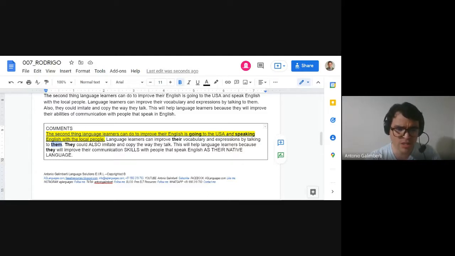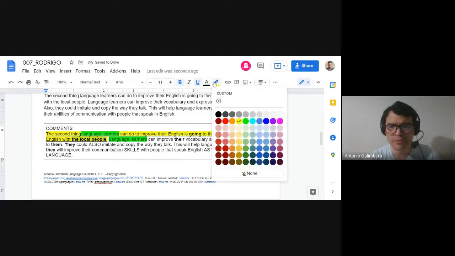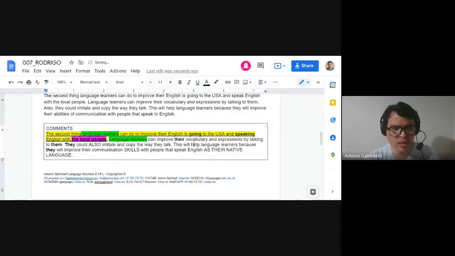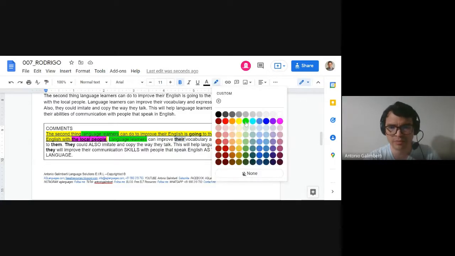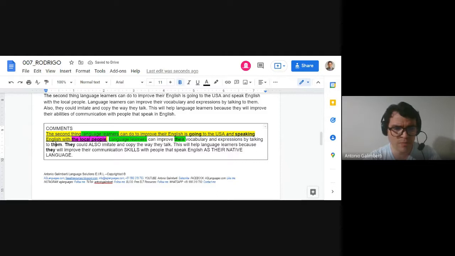Okay, here you have this. The second thing language learners can do to improve their English is going to the US and speaking English with local people. So you have local people. Language learners, all right, this is green. Local people, I would put it like this, can improve their vocabulary. Let's say this "there" is green, right? And expressions by talking to them.